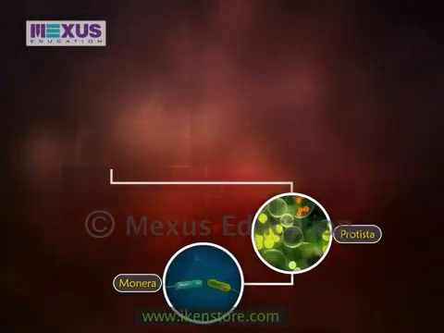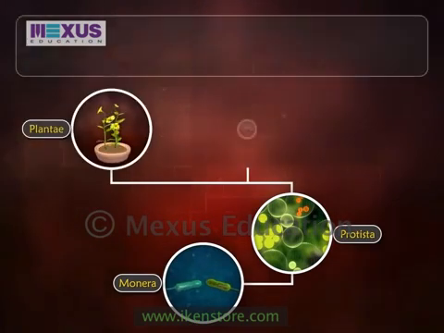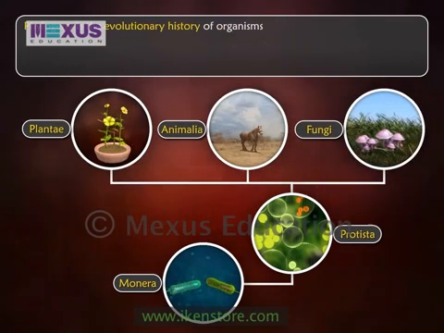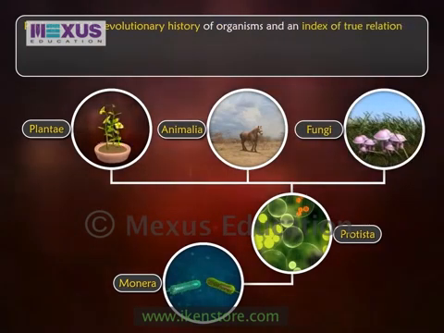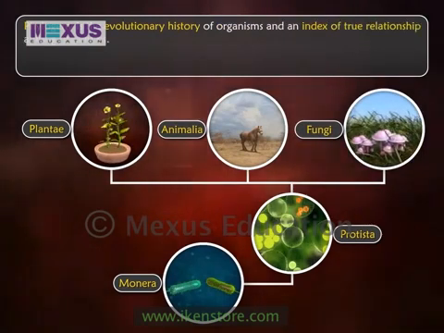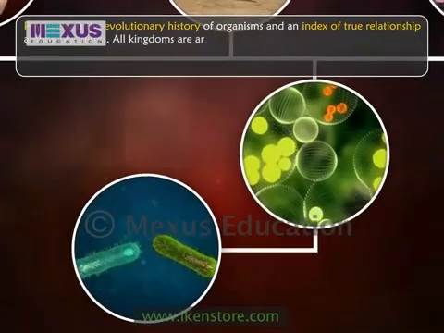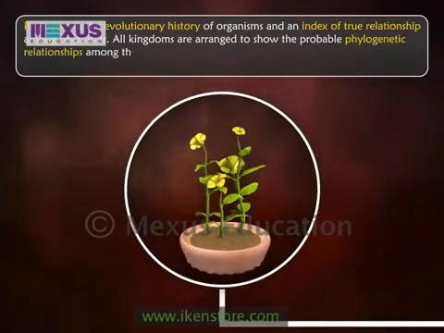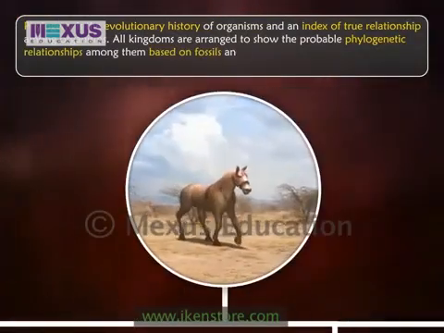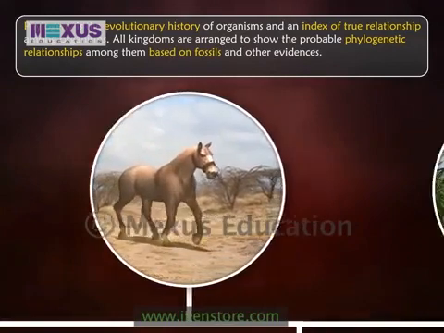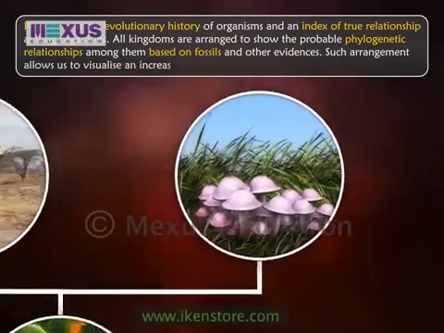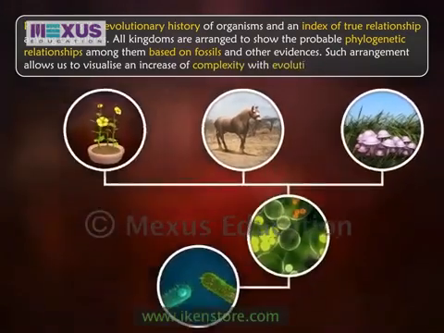The last and the fifth factor is the phylogenetic relationship. Phylogeny is the evolutionary history of organisms and an index of true relationship among organisms. All kingdoms are arranged to show the probable phylogenetic relationships among them based on fossils and other evidences. Such arrangement allows us to visualize an increase of complexity with evolutionary time.